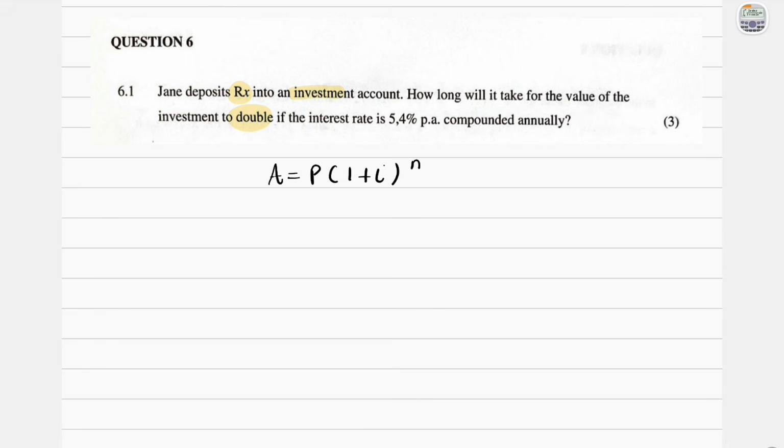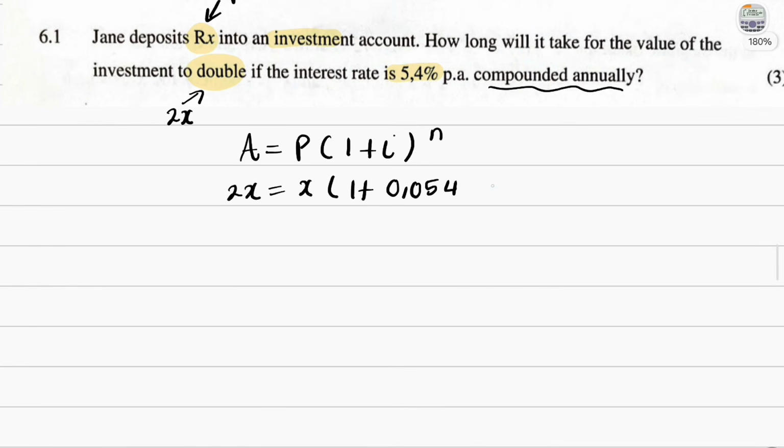Now looking at the value of A, they said that this money is first X Rand, it gets deposited. So P, this is the starting amount, okay? P is X. And the money must double. So if we started off with X, double of X is 2X. So we're going to say 2X is equal to P, which is X, times (1 plus the interest rate, which is 5.4%. So we'll say 0.054, and this is compounded annually, so we're not going to divide by anything.